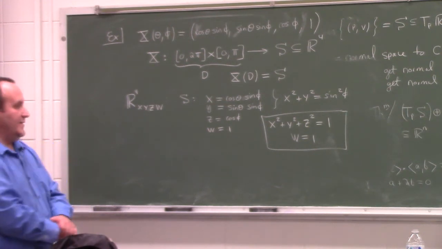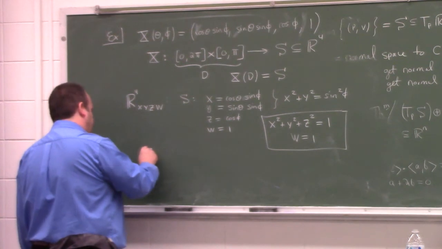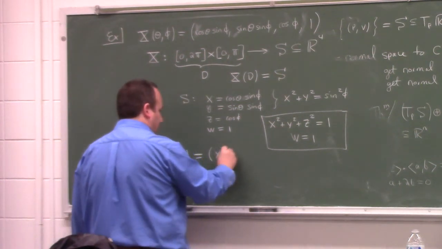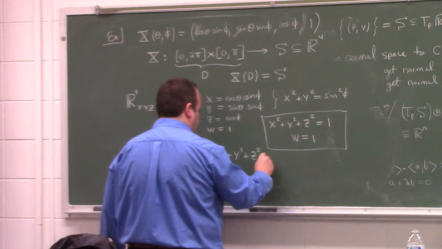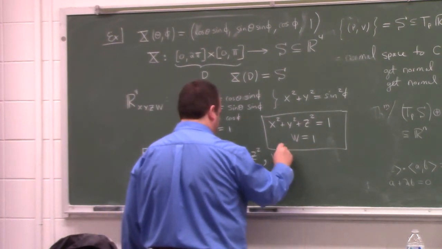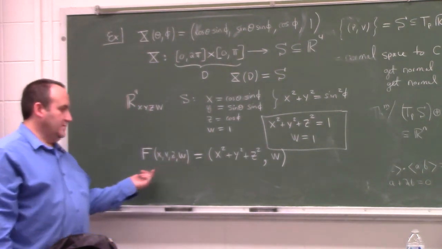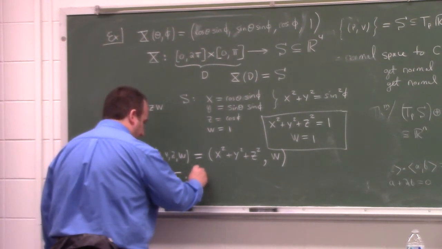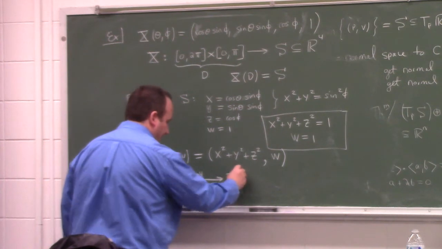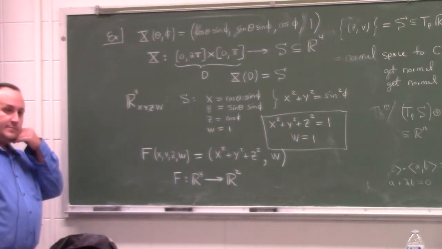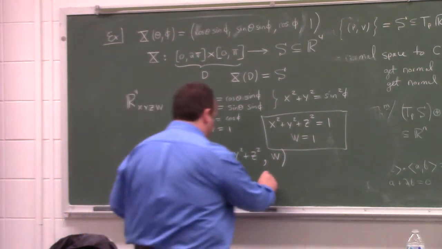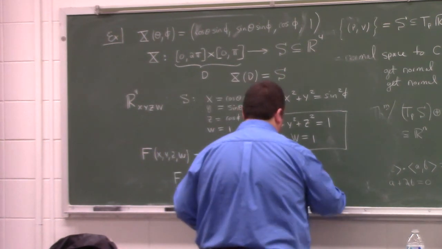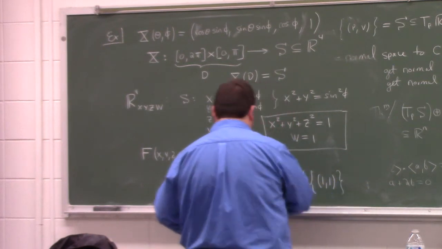Now, to be more careful, the way I like to say it is this. F of x, y, z, w equals x squared plus y squared plus z squared, comma, w. So this is a function, F is a mapping from R4 to R2, right? And what is S? It's the inverse image of the point (1, 1) under F.